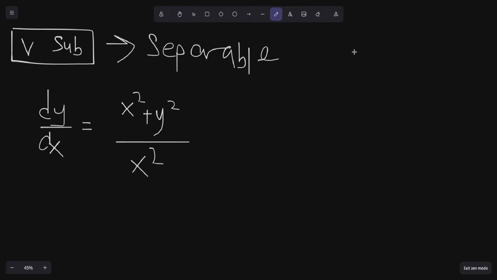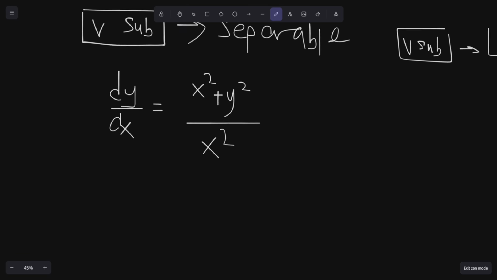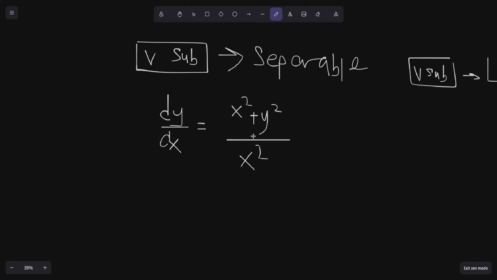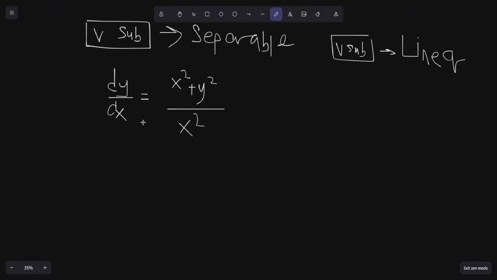There's actually a second case of v sub where you're able to turn it into a linear equation. That's going to be Bernoulli type differential equations. We're going to talk about that after this, but this is the first type: you're able to turn differential equations that look not separable into one that is separable. So how are we going to do that?